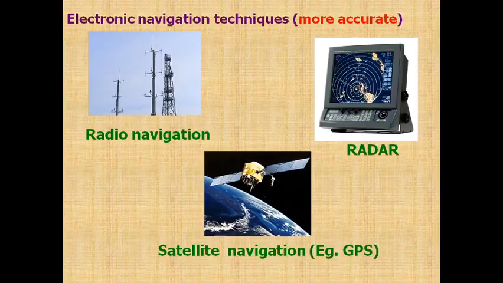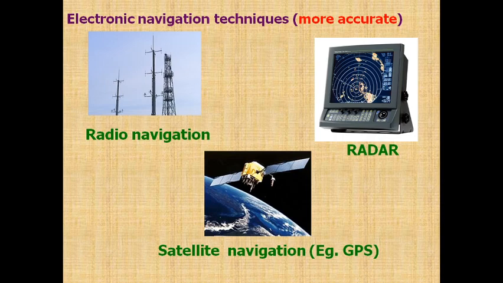And later came the electronic navigation techniques. When electronics came into existence, we had a good boom, a good advancement in the area of navigation. When radio navigation came, radio waves were used to know the position of some vessel in the sea, or some sort of things like that. Radio waves were used to navigate.